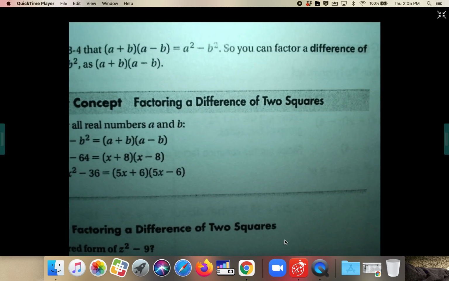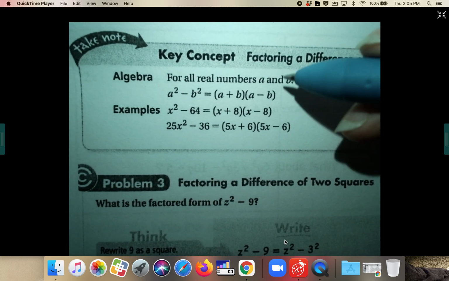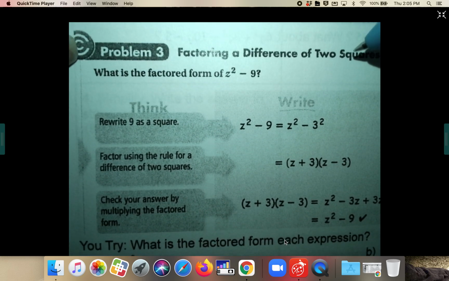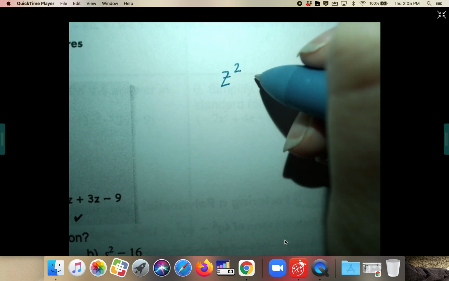All right, let's look at the next page. This is now going to be a little bit different. Come down here to problem 3. So z squared minus 9. Let's look at this one. I know they have the work there for you, but I'm going to show you over here.